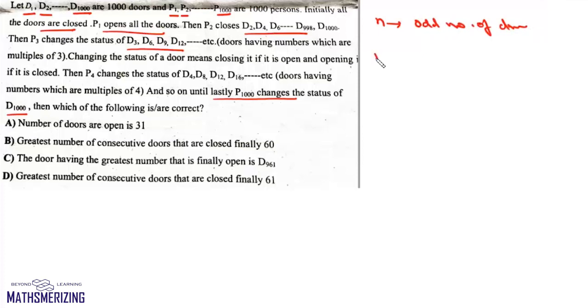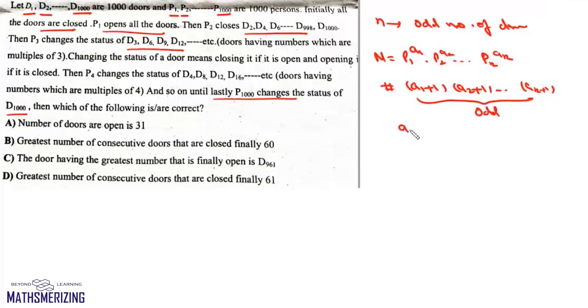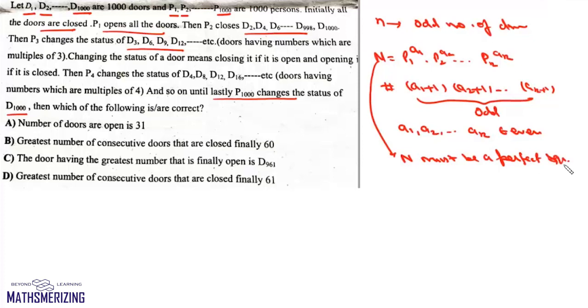Now we know that for any number n whose prime factorization is p1 to the power a1, p2 to the power a2 and pk to the power ak, number of divisors is given by (a1 plus 1)(a2 plus 1) and (ak plus 1), and this number will be odd when each of a1, a2 and ak are even. And if they are even, then all the powers are even powers. That means this n must be a perfect square. So all the doors whose number is a perfect square of some number will be open, and all other doors will be closed.